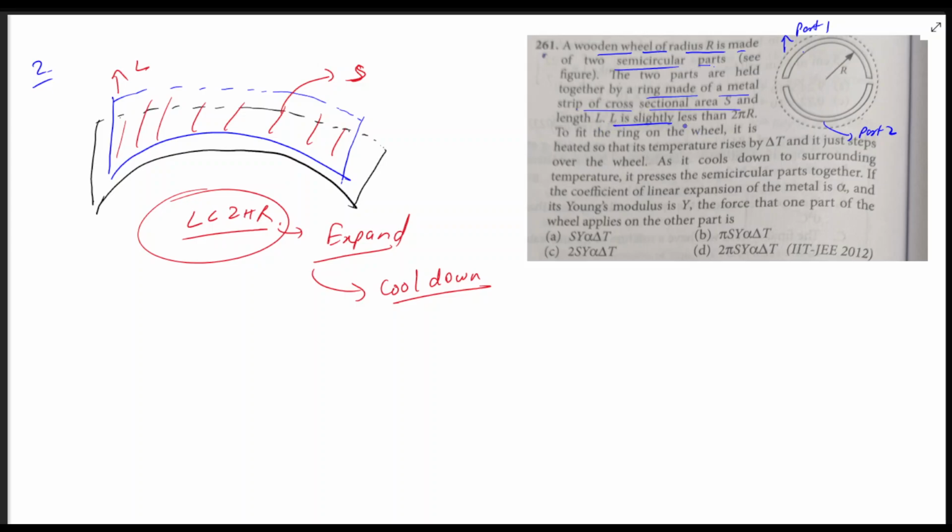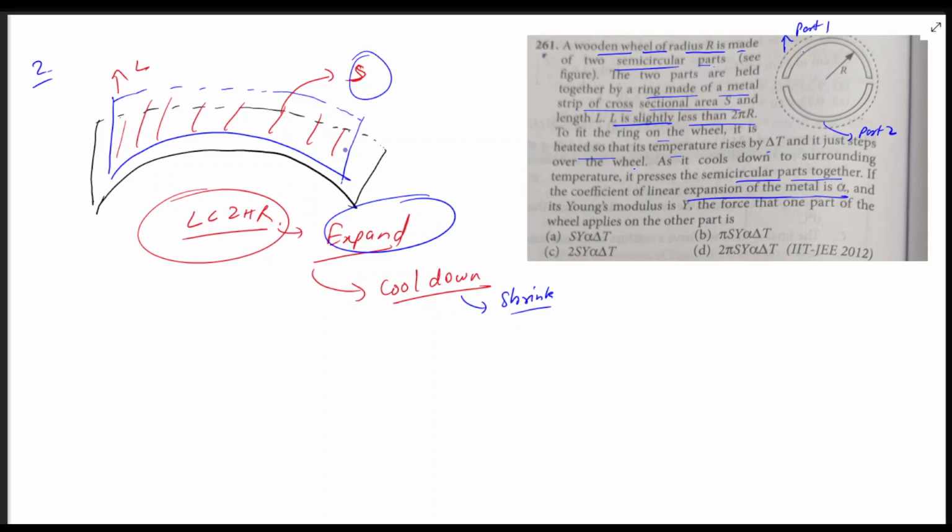Look, here it is given L is slightly less than 2 pi r. To fit the ring, it is heated so that its temperature rises and it just steps over the wheel because it expands. As it cools down, it will shrink, and due to this shrinkage, it will perfectly fit the wheel. It presses the semicircular parts together. The coefficient of linear expansion is alpha.